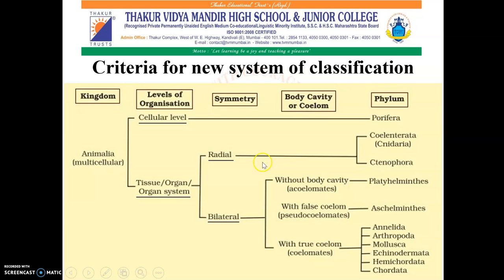In the last session, we have seen about the criteria for the new system of classification. So we have covered the level of organization, symmetry and body cavity under the kingdom Animalia. Now today we are going to see the characteristics of different phyla. So let us start with Porifera.